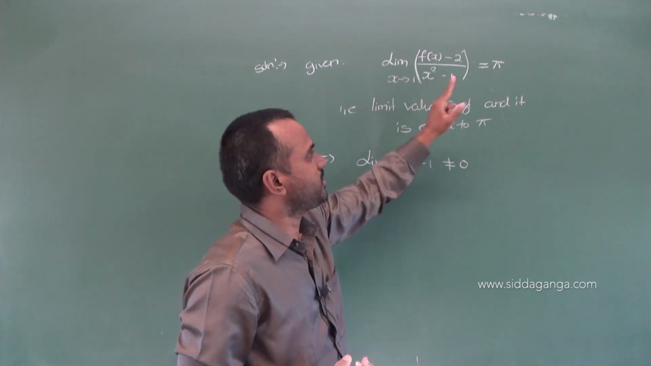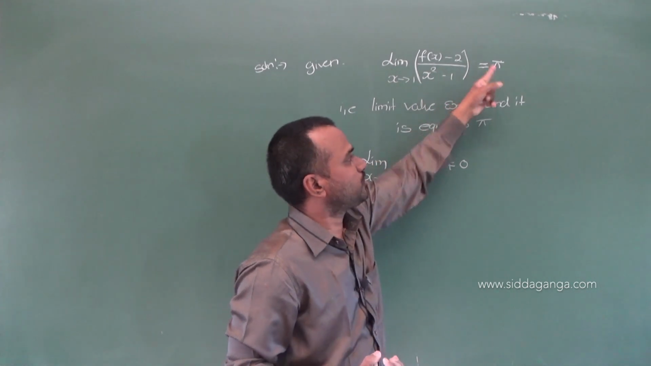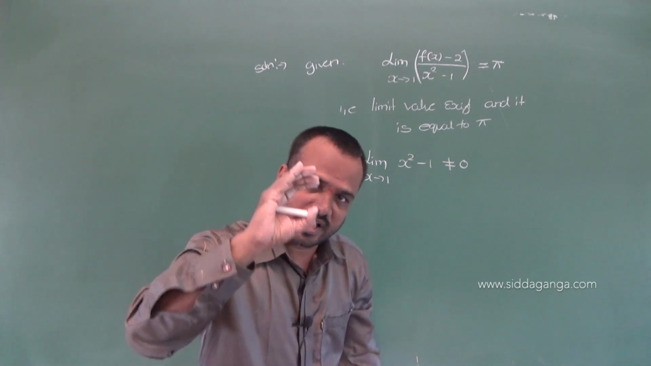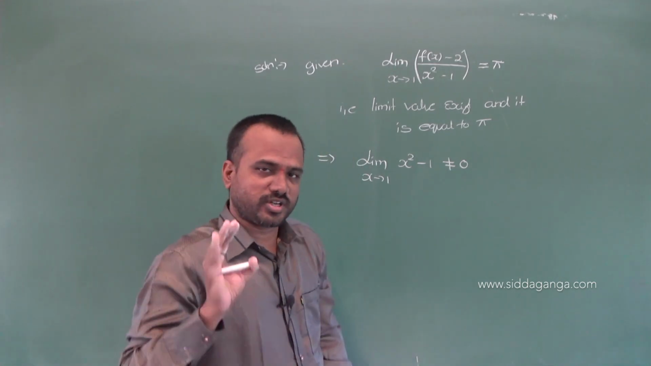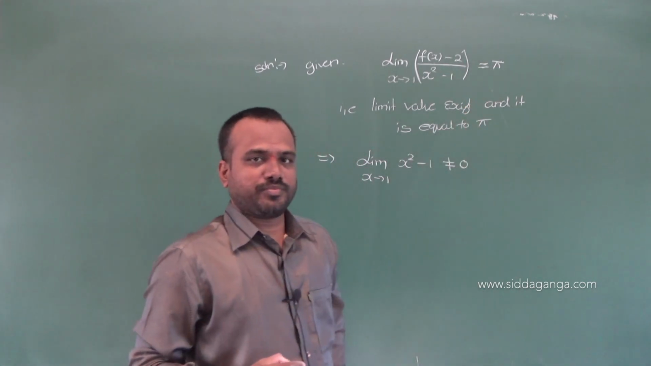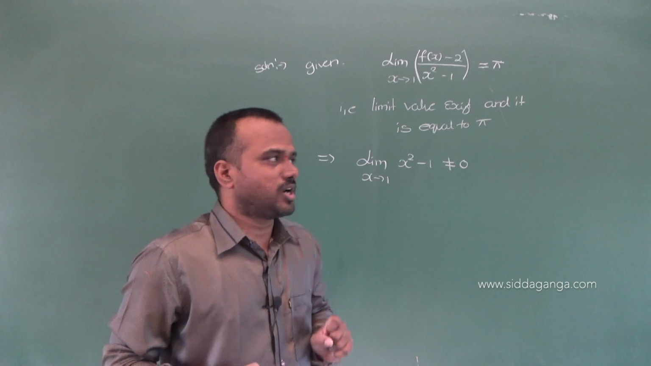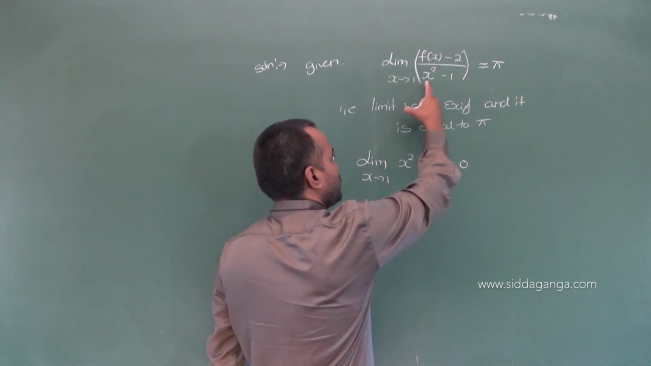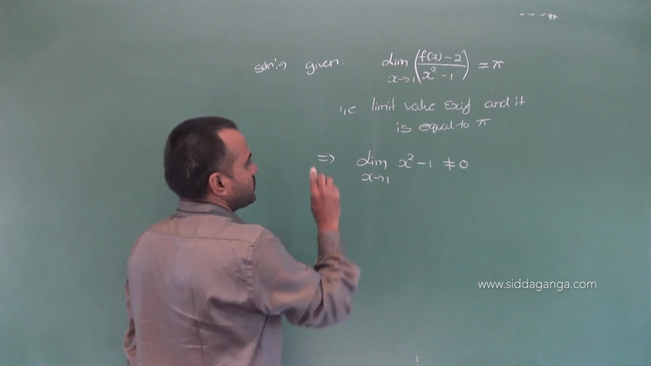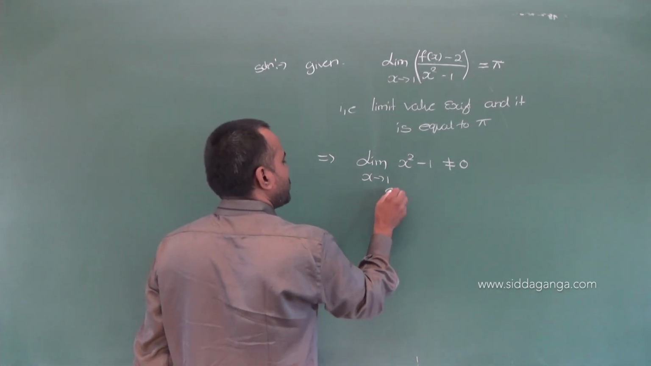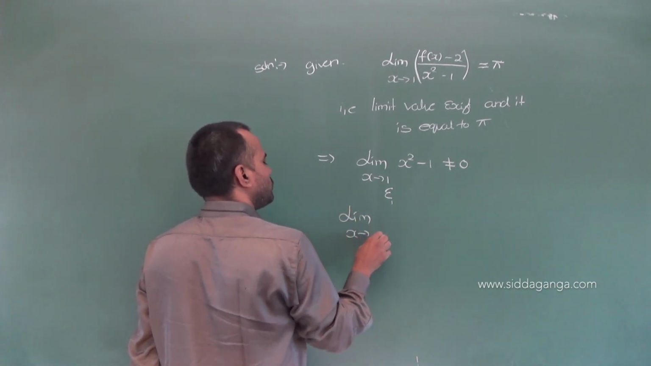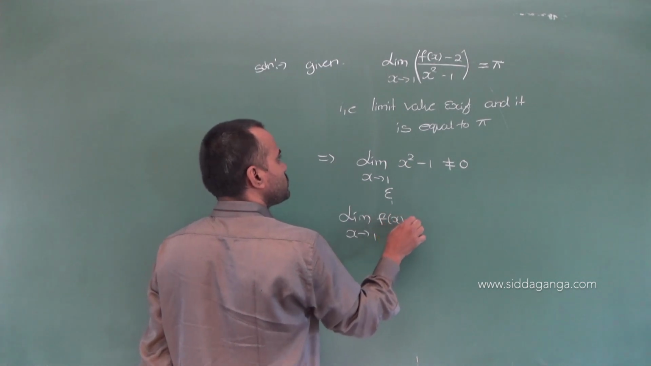Here he has only given that it is equal to pi. It is equal to pi means the limit value already exists. What is my point? The limit value already exists and it is equal to pi. This is what limit x tends to 1, denominator is always not equal to 0. So the numerator may be equal to 0. Limit x tends to 1, f of x, numerator 0, no problem.